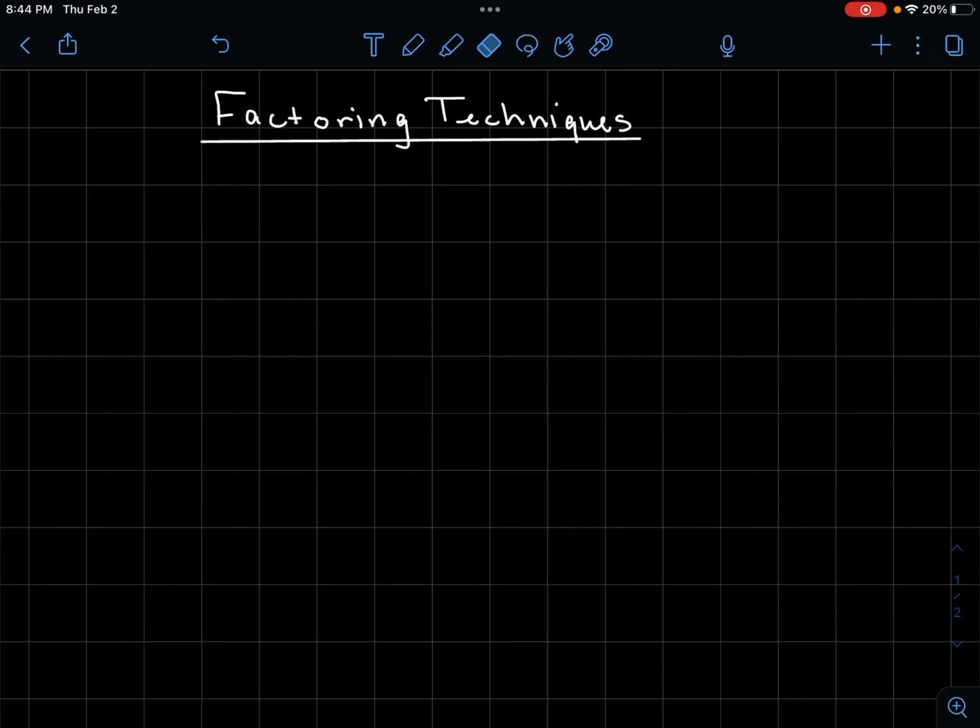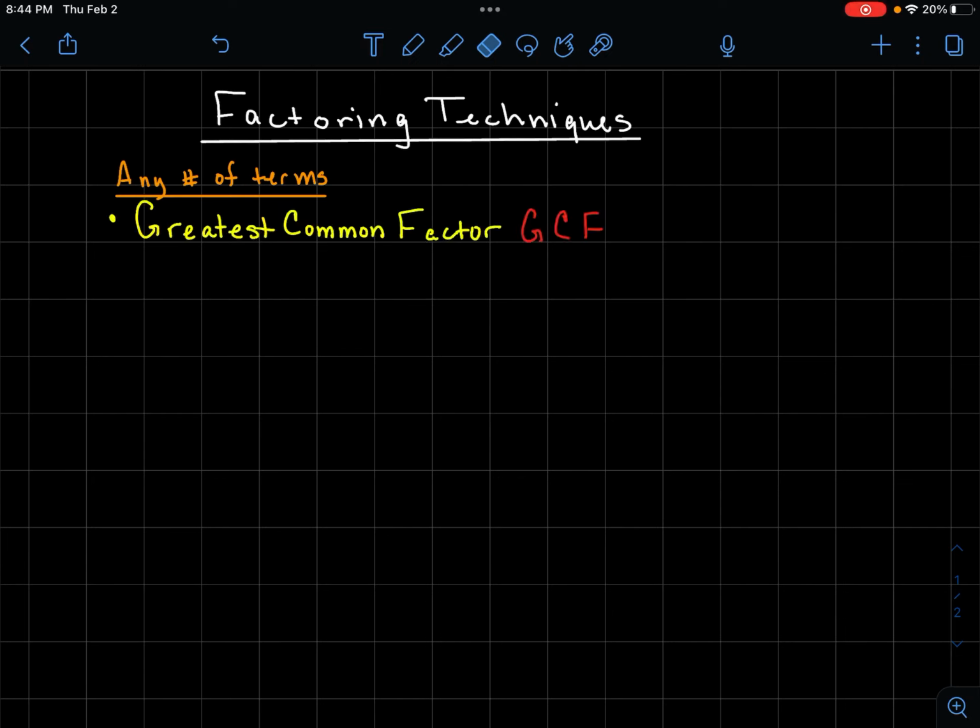In this video, we're going to look at all the factoring techniques that we can use to factor apart polynomial expressions. In our journey of factoring polynomials, the first method that we learned was called greatest common factor. And we use this because we can look for a greatest common factor given any number of terms in our polynomial. So the greatest common factor is our first method that we always look for. And then we graduated from that.